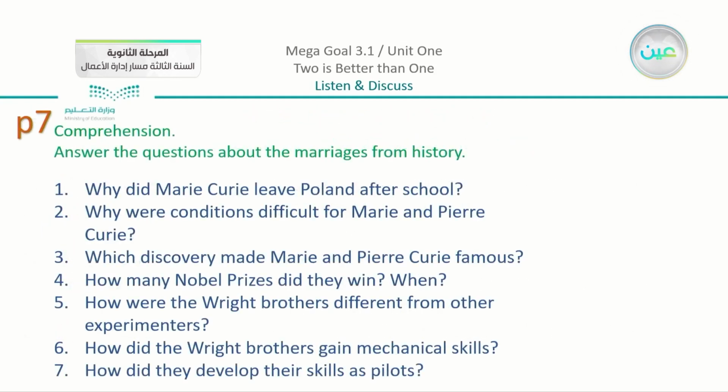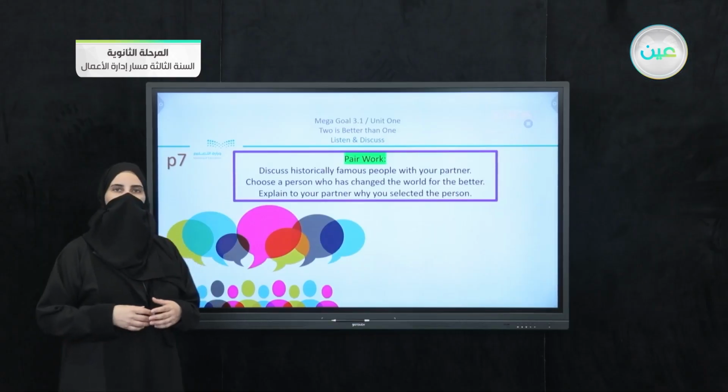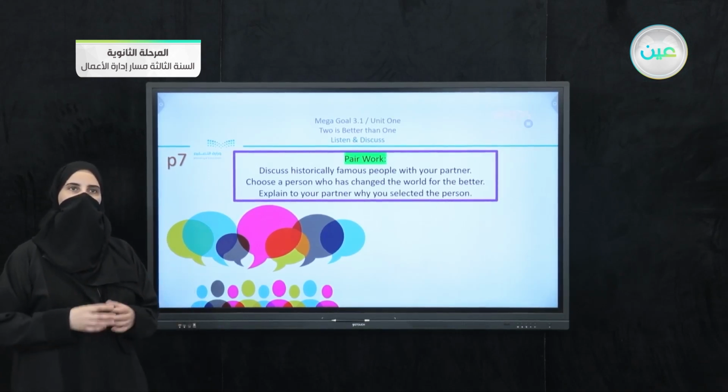Now, we do have the comprehension questions that we are going to apply as homework or practice, inshallah, in the second lesson. So be prepared and just answer the questions. Be ready for the next lesson. Now, as pair work, discuss historically famous people with your partner. Choose a person who has changed the world for the better. Explain to your partner why you selected the person. So also we do have pair work, just to choose a team and try to search why you chose this team and what they did that made them so special.